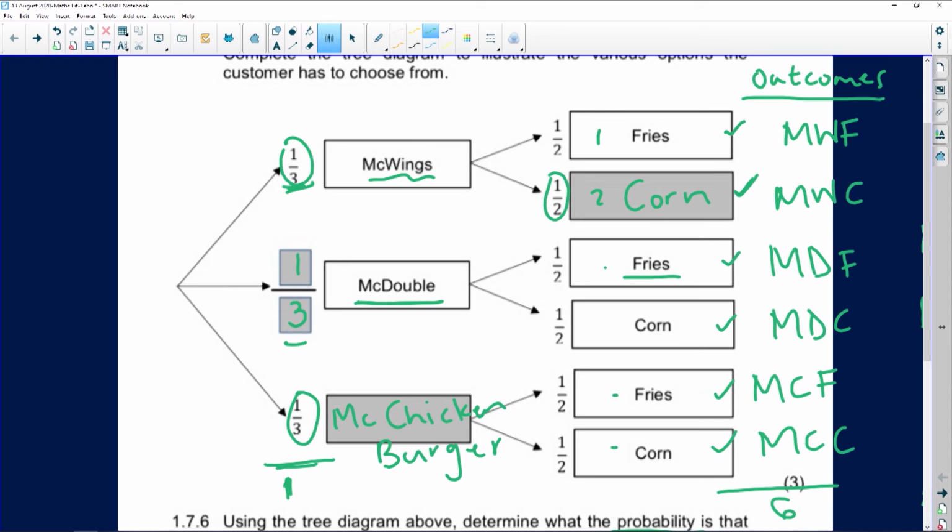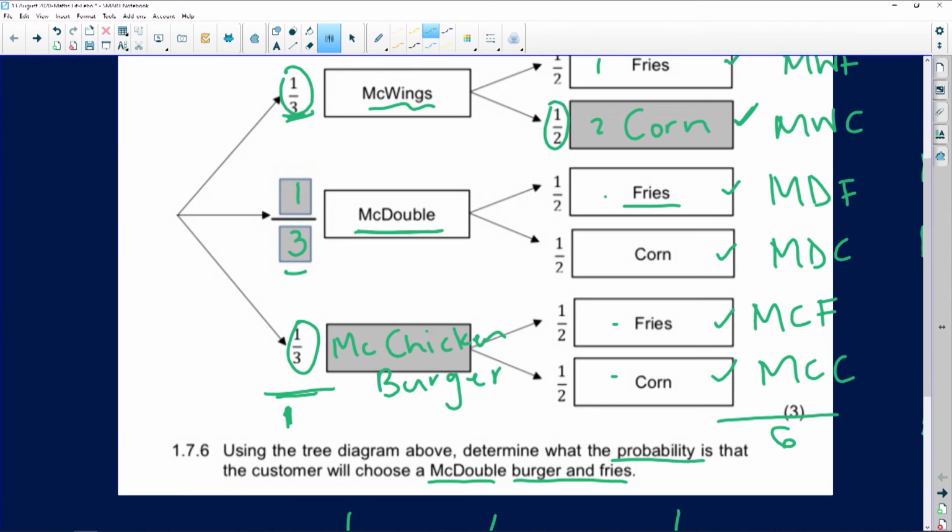I've done that so that I can have a denominator, because whenever we are asked for the probability, the best thing you can do is start with the fraction. So what are we being asked again? A McDouble burger and fries. So I've got my McDouble burger again there, and I've got my fries over there. Is there any other place where I can have a McDouble burger and then have fries? No, there is no other thing. So it's just 1 over there, and it's 1 out of 6.